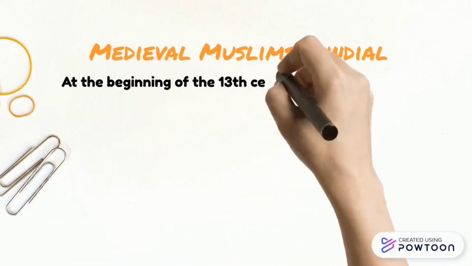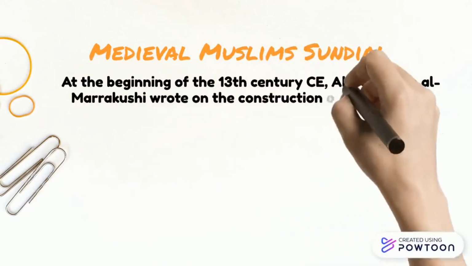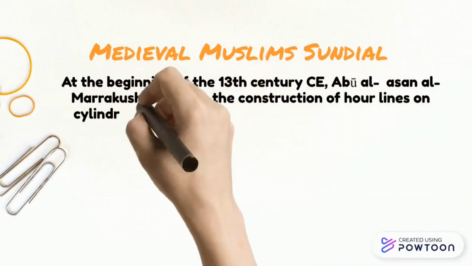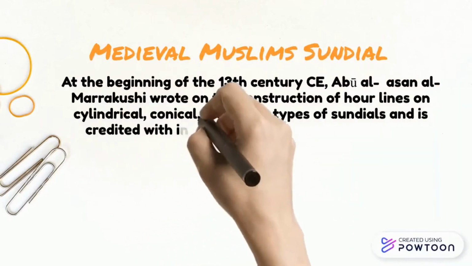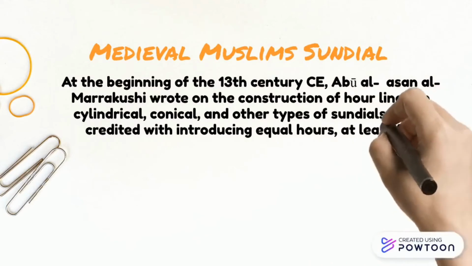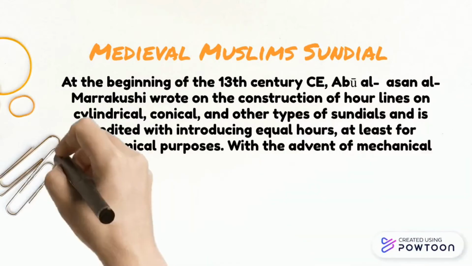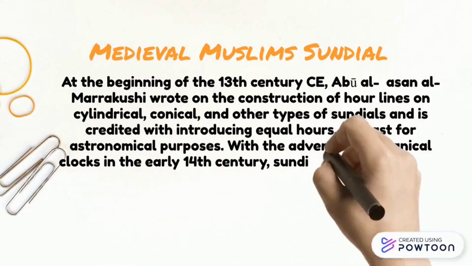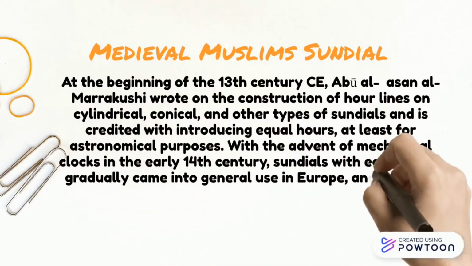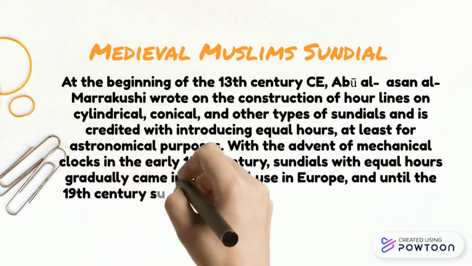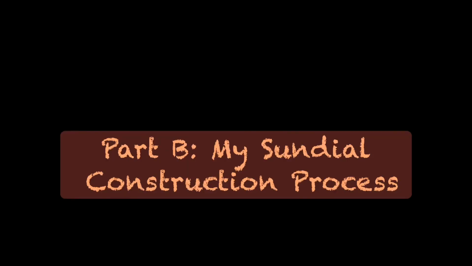At the beginning of the 13th century CE, Abu al-Hasan al-Marakushi wrote on the construction of hour lines on cylindrical, conical, and other types of sundials, and is credited with introducing equal hours, at least for astronomical purposes. With the advent of mechanical clocks in the early 14th century, sundials with equal hours gradually came into general use in Europe, and until the 19th century, sundials were still used to reset mechanical clocks.